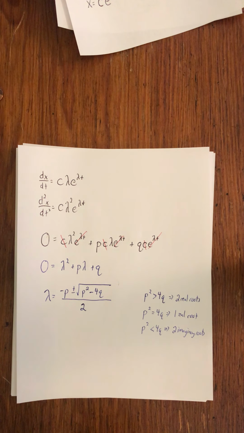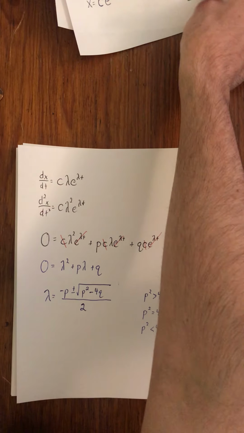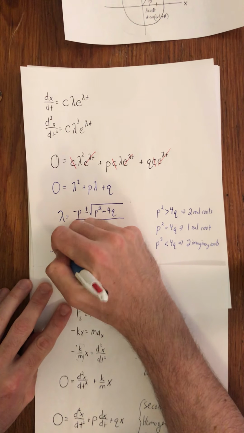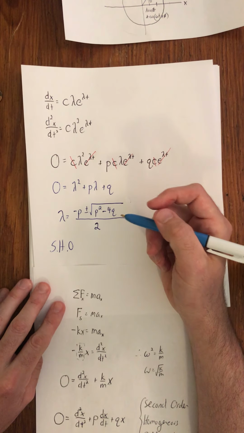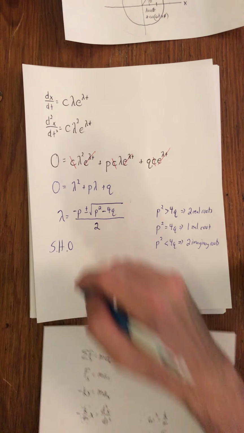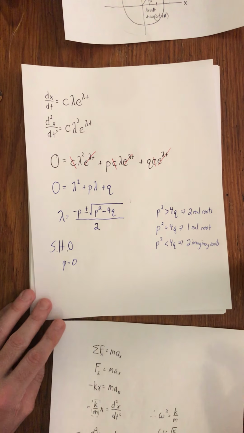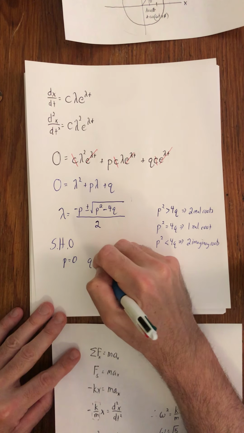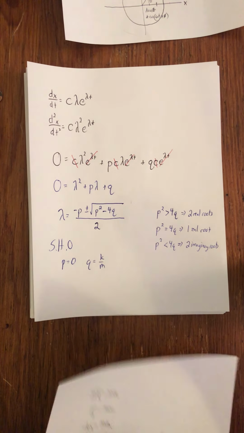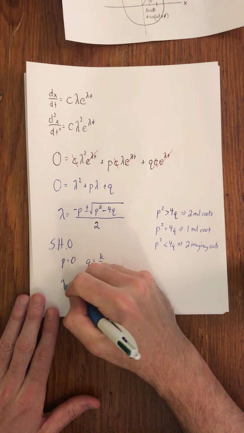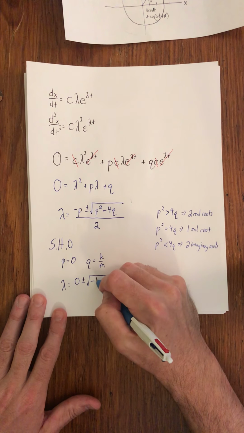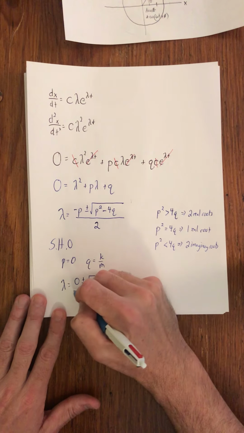So what I want to talk about is what's true with the simple harmonic oscillator. Let's go back to what our general form of the equation is. With the simple harmonic oscillator, SHO, what's in the p place? There is no dx/dt term, so p is equal to 0. But q is equal to what? Looking at it, q is equal to k over m. So let's see what we get. We get lambda is equal to 0 plus or minus the square root of negative 4k over m, all over 2.